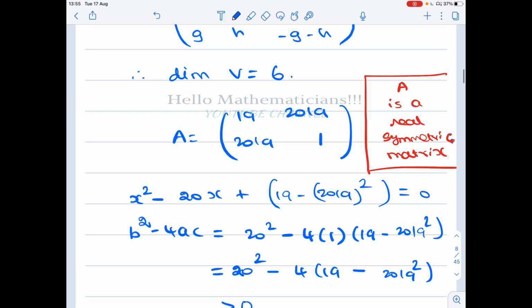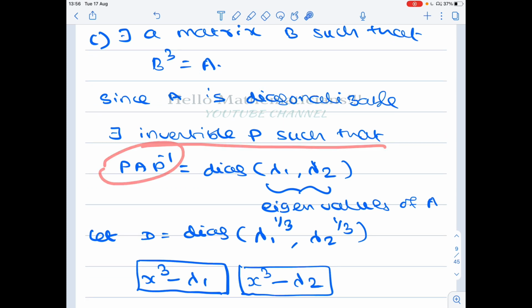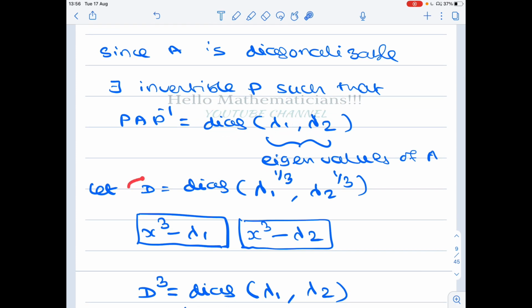So let's move on to the third option. There exists a matrix B such that B cube equals A. Now A is diagonalizable, therefore there exists an invertible matrix P such that P A P inverse equals a diagonal matrix whose diagonal entries are the eigenvalues. Now consider a new diagonal matrix D where the diagonal entries are lambda 1 to the power 1/3, the third root of lambda 1, and the third root of lambda 2. What are these numbers? Consider the polynomials x cube minus lambda 1 and x cube minus lambda 2. This is a polynomial of odd degree, so it will have a real root. So this is that real root.